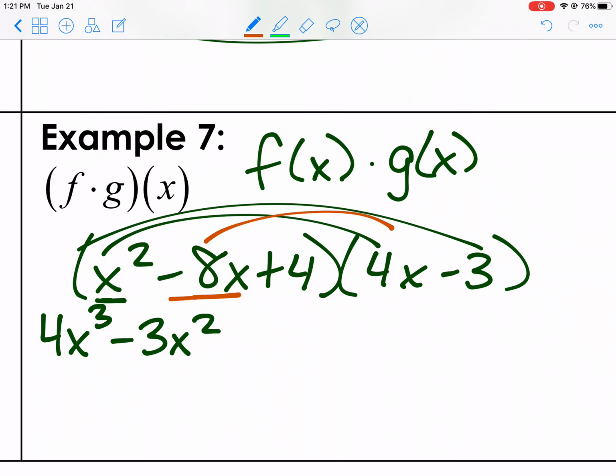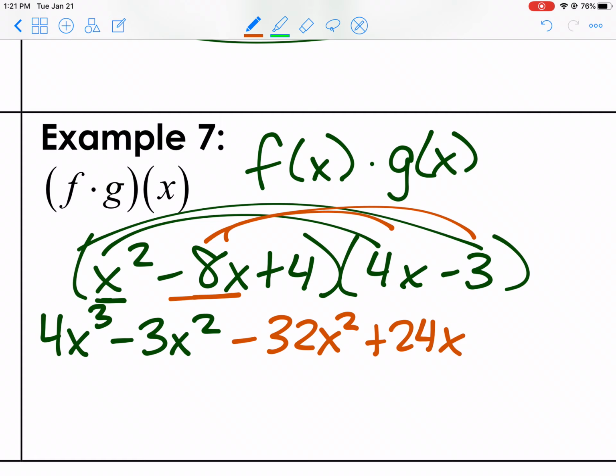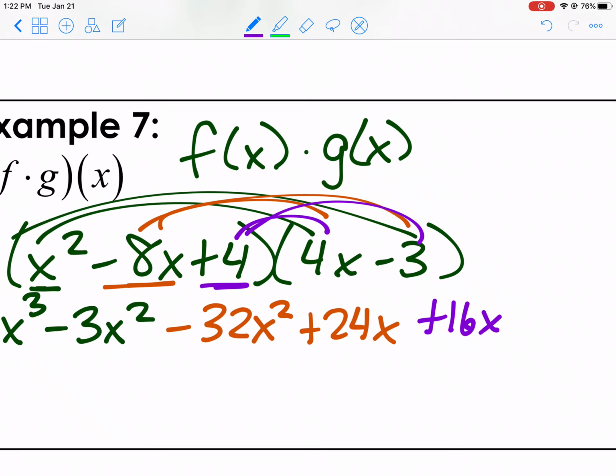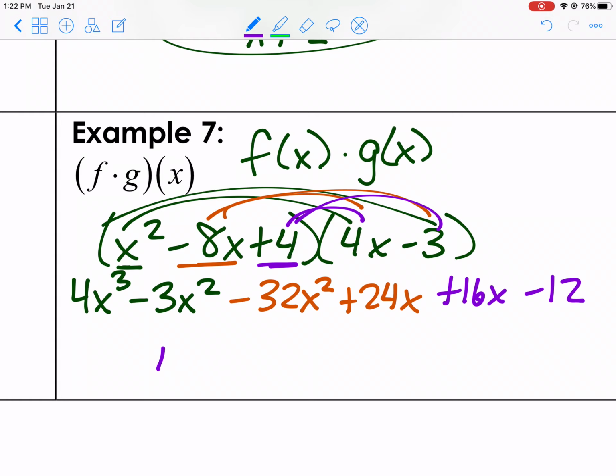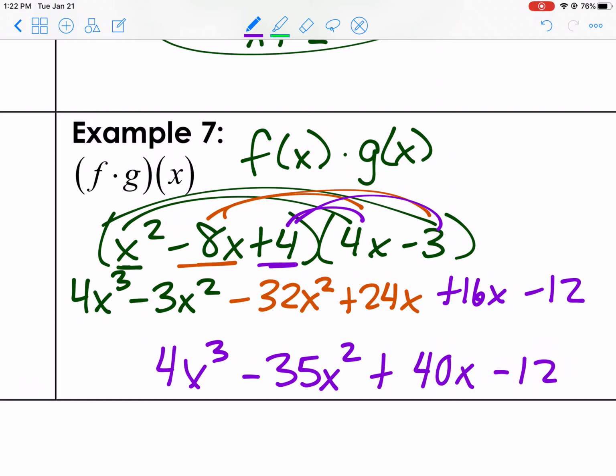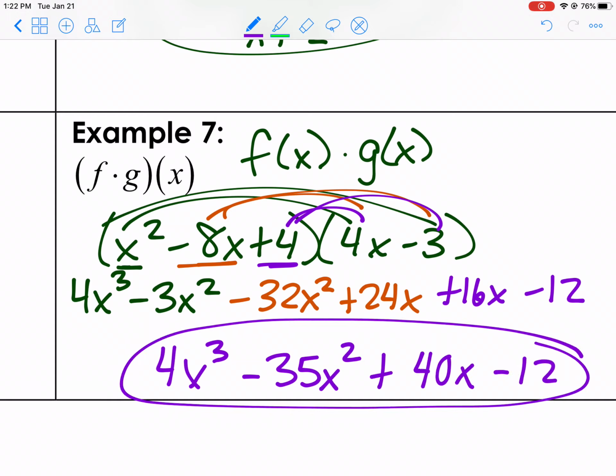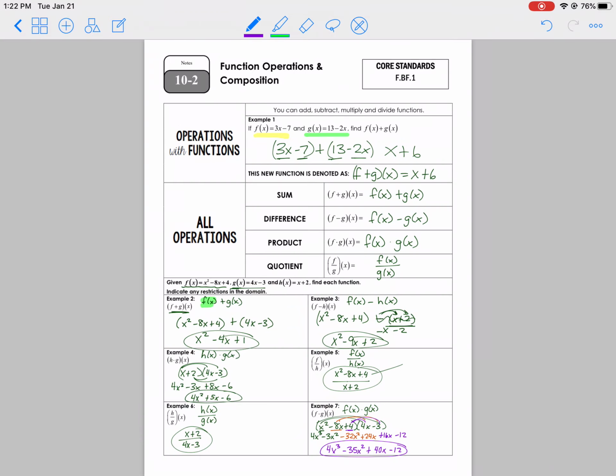Now we'll take negative 8x times each of those. We'll get negative 32x squared plus 24x. And finally, we'll do 4 times each of those. So we'll have 16x minus 12. Now we can combine like terms. 4x to the third minus 35x to the second plus 40x minus 12. All right, let's take a look at the other side.